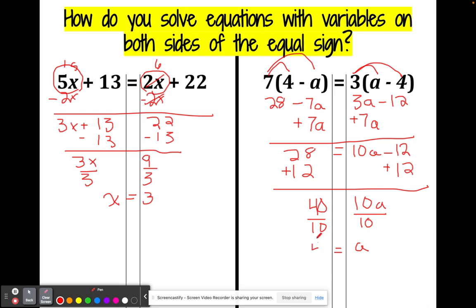If I did a quick check up here, it's kind of fun. 4 minus 4 is 0. 7 times 0 is 0. 4 minus 4 is 0. 3 times 0 is 0. So both sides are equal.